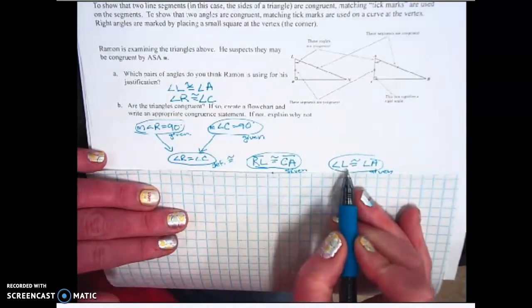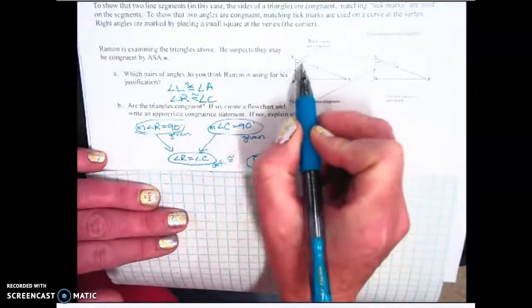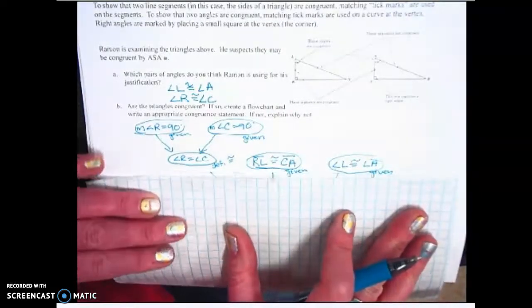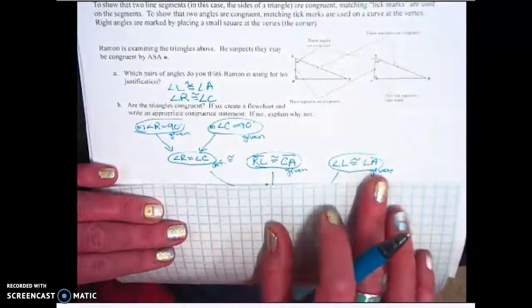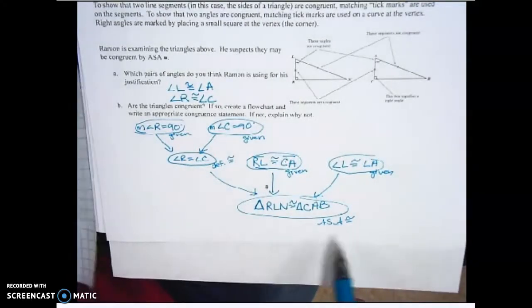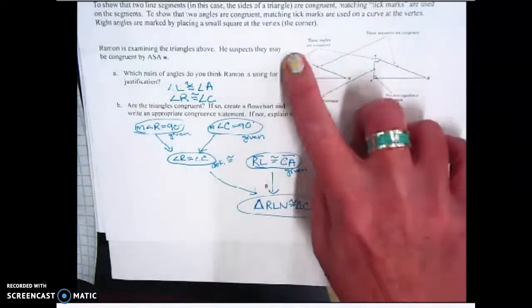And then the other piece of information I'm going to use is that angle L is congruent to angle A, because we have that arc with the tick, okay? So I'm going to take those three pieces of information and I'm going to say that the two triangles are congruent, and I used angle, side, angle. So we've got angle, side, angle, angle, side, angle. Technically, on this one, you could have also used angle, angle, side, but I used angle, side, angle.